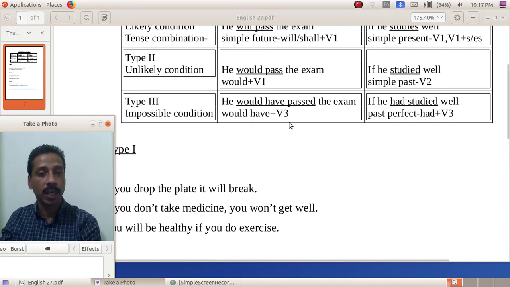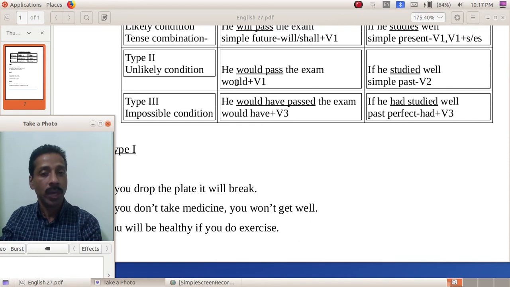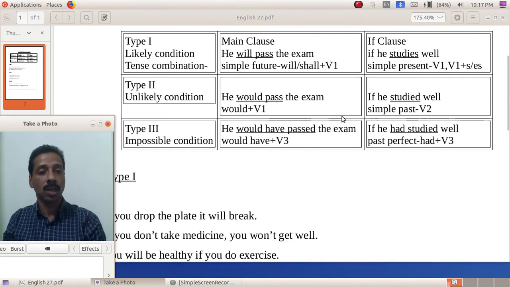Would have plus V3. And one thing you have to keep in mind in all this context is that instead of would we can use should, could, or might. Whatever it is, that modal auxiliary plus have plus V3 form of the verb is used in the main clause of a type 3 conditional clause. The if clause will be in past perfect. So these are the three types of conditional clauses: likely, unlikely, and impossible.